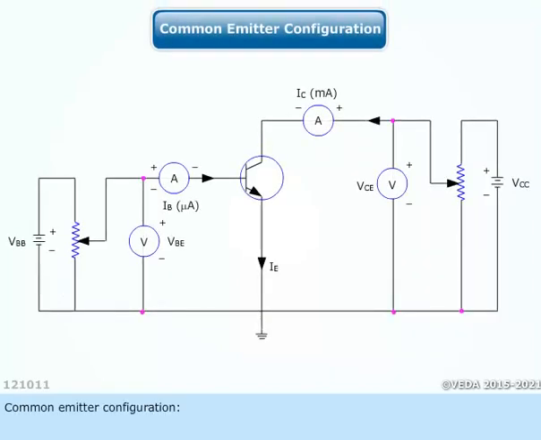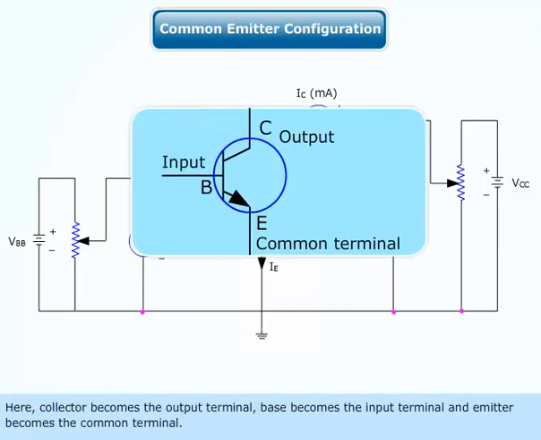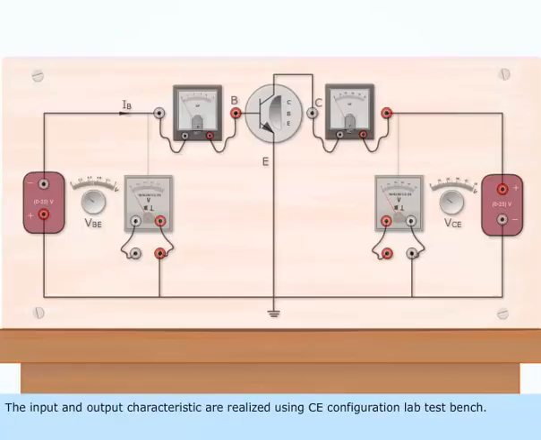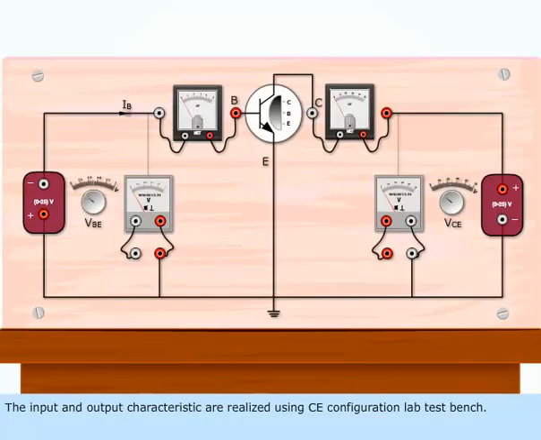Common emitter configuration. Common emitter configuration is also called grounded emitter configuration. Here, collector becomes the output terminal, base becomes the input terminal, and emitter becomes the common terminal. The input and output characteristics are realized using CE Configuration Lab Test Bench.